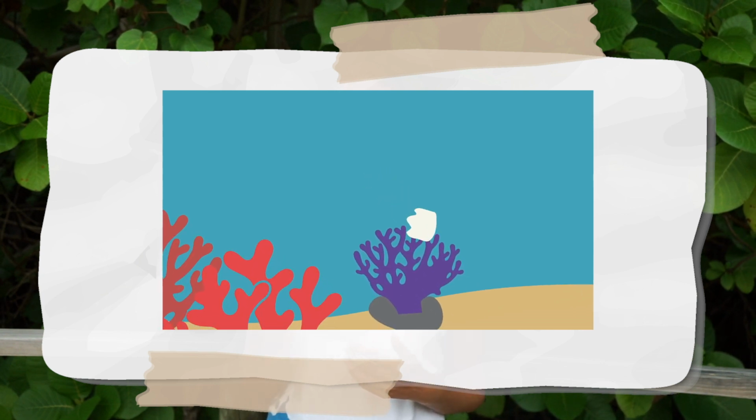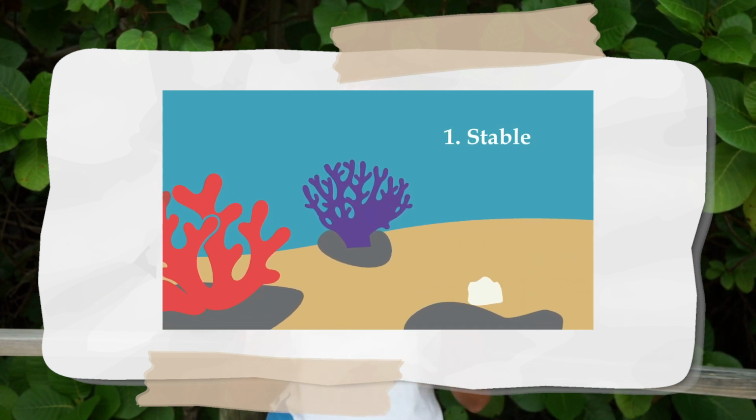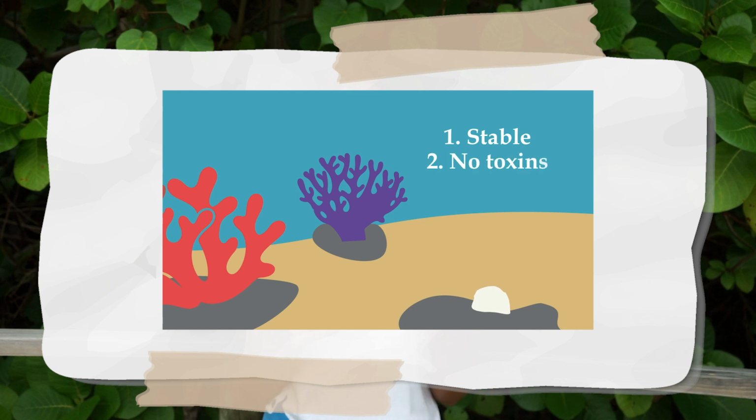The planulae will swim around looking for the perfect place to settle. This will be somewhere stable, with no nasty toxins, and just the right amount of light. Once the planulae has found the perfect place to settle, it will attach and turn into a juvenile coral. This is when it grows its mouth, its tentacles, and takes in its zooxanthellae if it needs them.